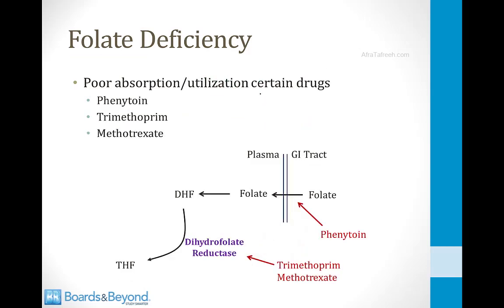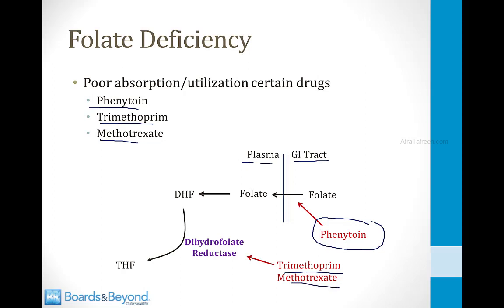You can also develop a folate deficiency when you are taking certain drugs that interfere with folate metabolism. The three drugs that do this are phenytoin, which is a seizure drug, trimethoprim, which is an antibiotic, and methotrexate, which is a chemotherapy agent. When you ingest folate, it goes to the GI tract, obviously, and then the folate must get absorbed into the plasma. Phenytoin interferes with the absorption of folate from the GI tract, and that's how you can develop a folate deficiency when you're on this drug for seizures.